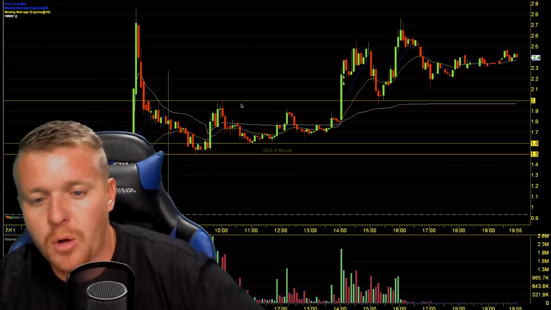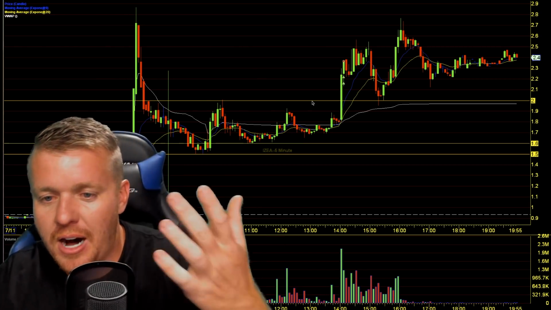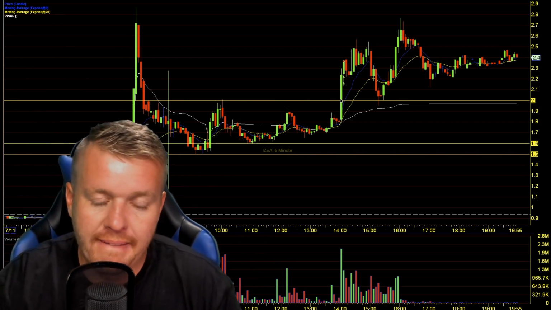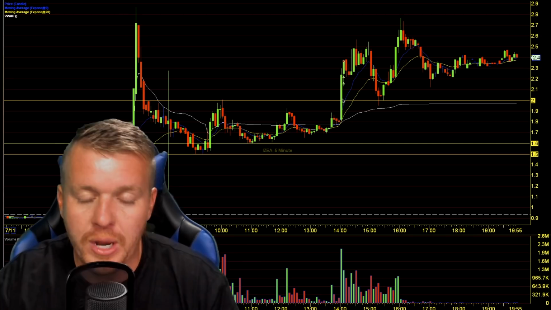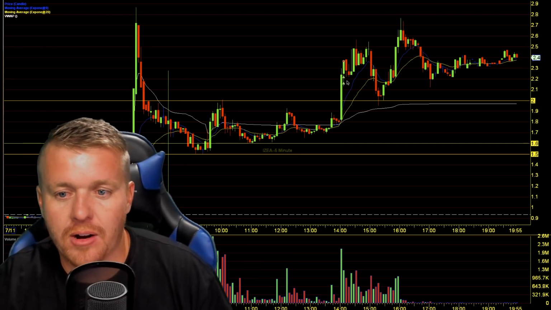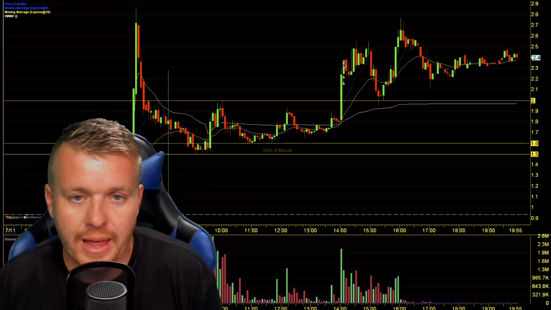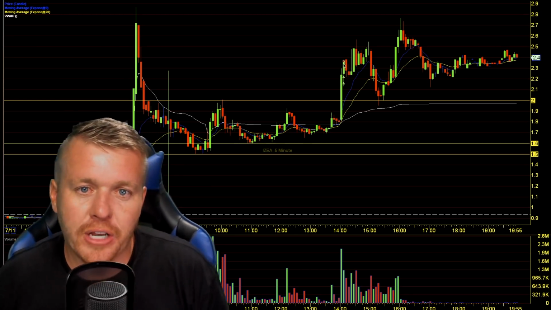I'm looking for breakouts over resistance, like here on IZEA. I wanted to buy there above $2, but the stock just went straight to the moon. It spiked up like crazy, all the way up to $2.30. I jumped in there on this little bit of a pullback and then sold in that push. But for me, I'm really just looking for action.